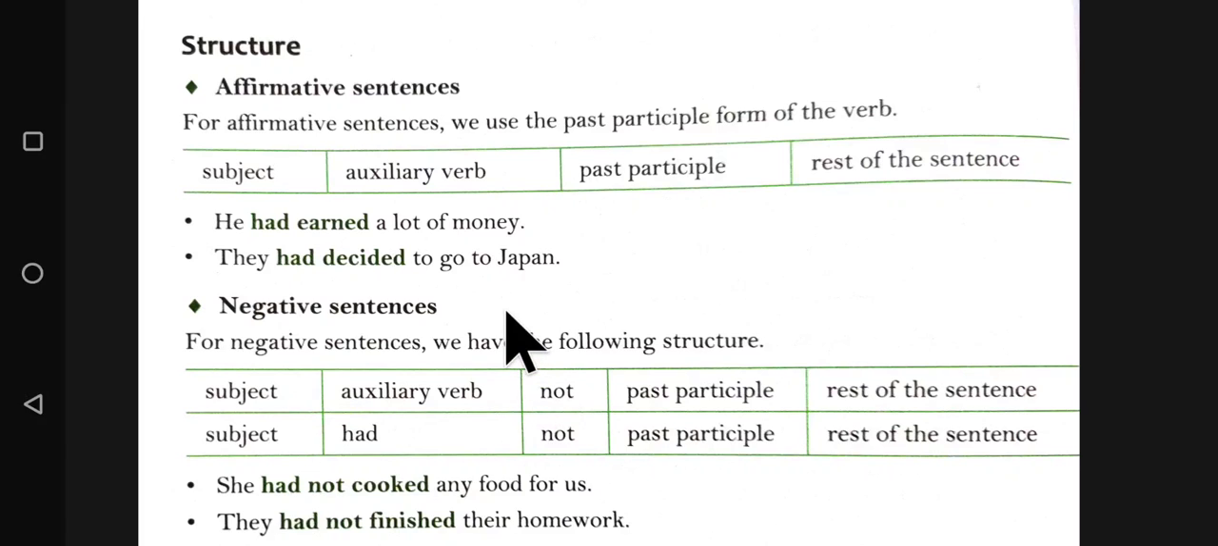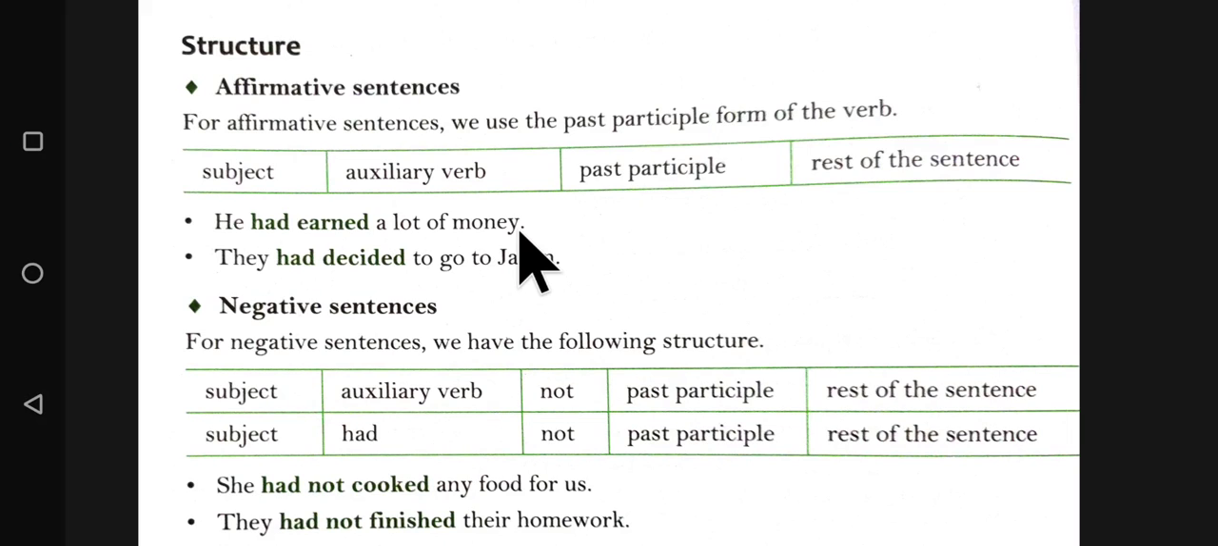Now again, students, let's see the structure for past perfect tense. So first, we are going to see about affirmative sentence. Now, the structure goes like this. First comes subject, then comes auxiliary verb or helping verb, then again past participle form of the verb, and then rest of the sentence. For example, he had earned a lot of money. So he is subject, had again is auxiliary verb or helping verb, earned as you can see ed, so this is past participle form of the verb, then a lot of money, so this is rest of the sentence.